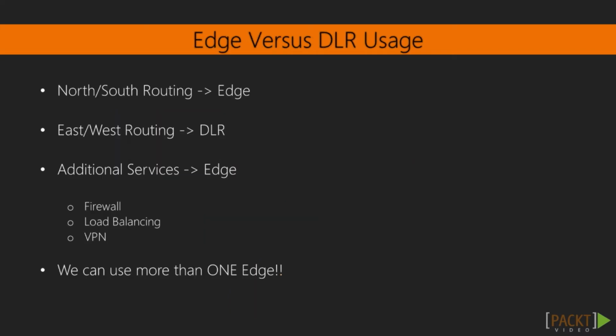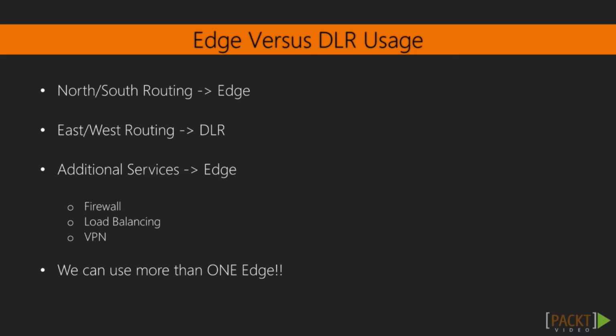Let's talk a little bit about when we are going to use an edge and when we are going to use a DLR. So basically, north-south routing is done using an edge. East-west routing is done using a DLR. So that's a pretty straightforward approach. We have to keep in mind that the edge has additional services: firewalling, load balancing, and VPNing. I'm only mentioning these three services as side routing.